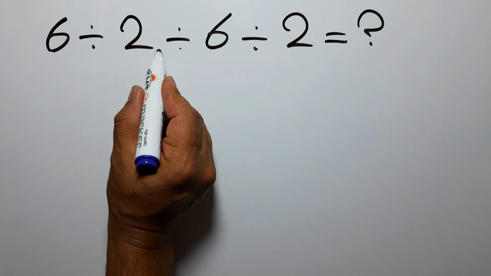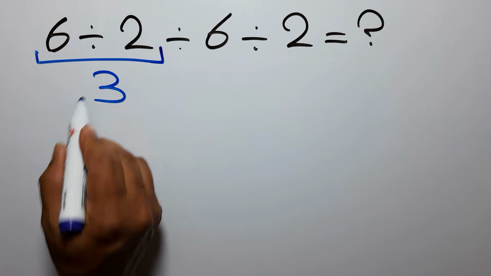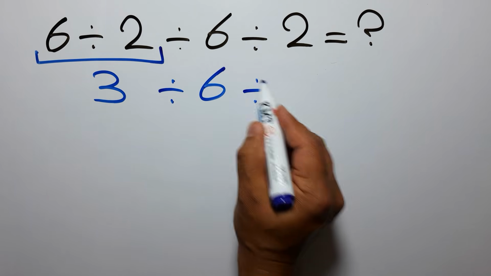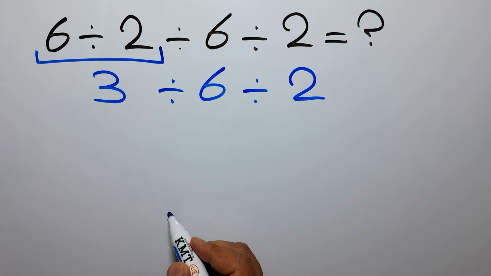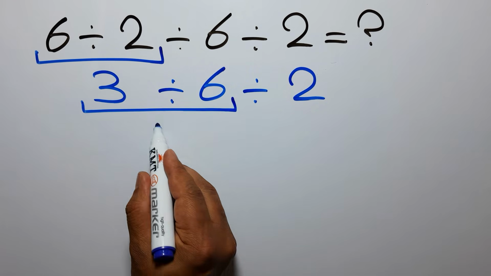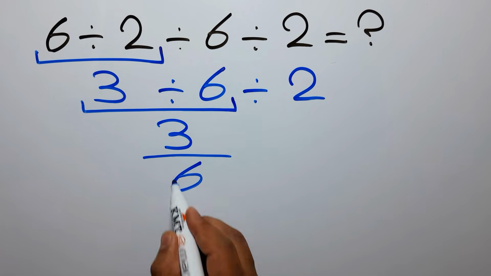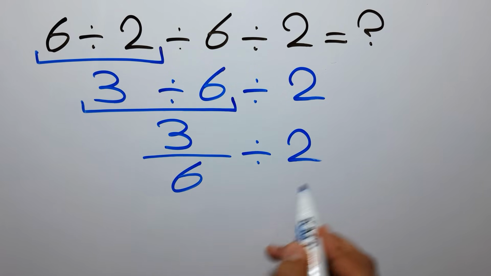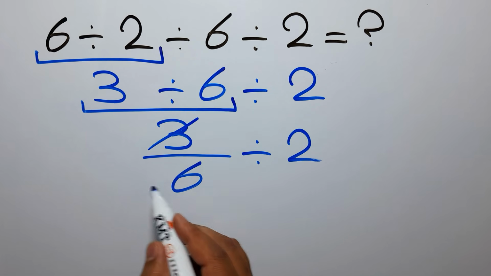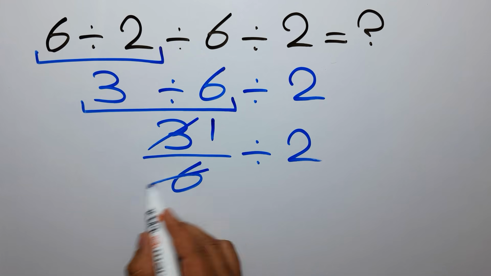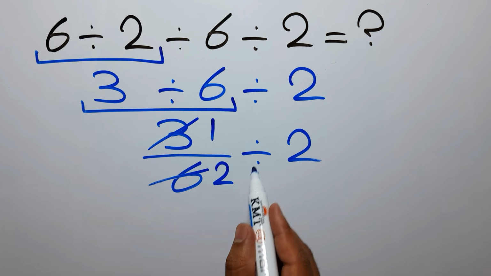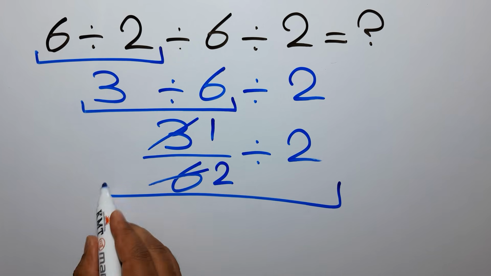6 divided by 2 gives us 3. So we have 3 divided by 6 and again divided by 2. Now we have to do this division. 3 divided by 6 can be written as 3 over 6. Then divided by 2. Now let's simplify this fraction. 3 divided by 3 gives us 1 and 6 divided by 3 equals 2. So we have 1 over 2 divided by 2.